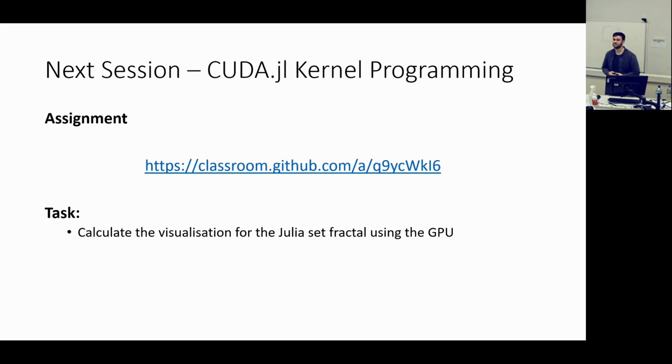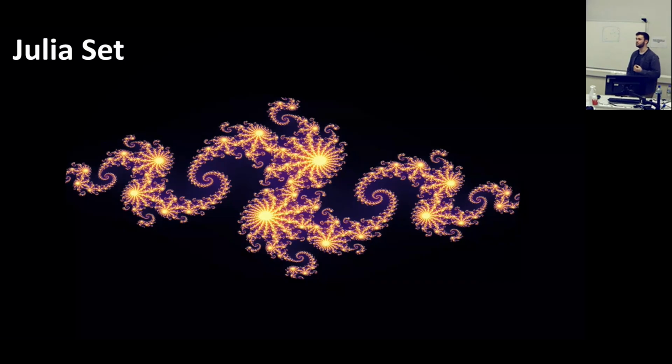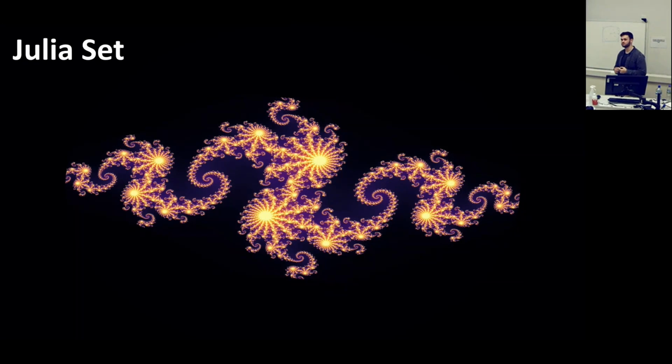The task is to visualize the Julia set, which I thought would be appropriate for this module. Essentially, it's to come up with this visualization. For each pixel, you do some mathematics to calculate what the color of that pixel should be. The assignment already has an implementation that works on the CPU, and the idea is to just port that to GPU code instead. Okay, that is everything.